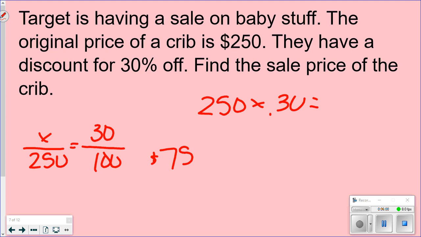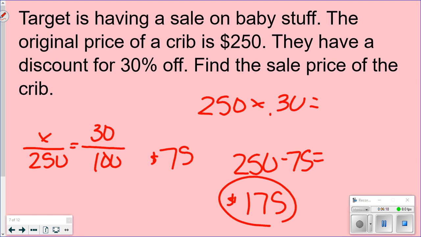Now, this is not the answer yet. The answer is how much that crib is going to be after that discount. So it's going to be 250 minus 75, and that should give you what you are going to pay for that crib, $175. So you have to be careful with what it's asking. Sometimes it might ask what the discount is, like what did you get off, how much is 30%? Or it's going to say, what's the new price of that crib after that discount?